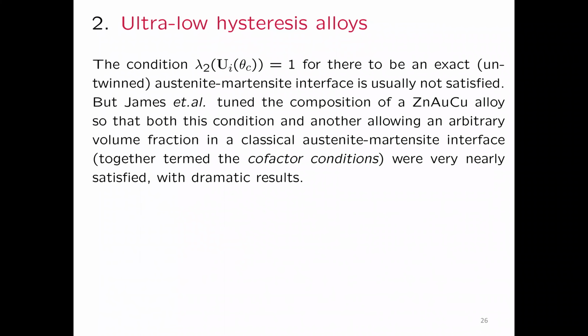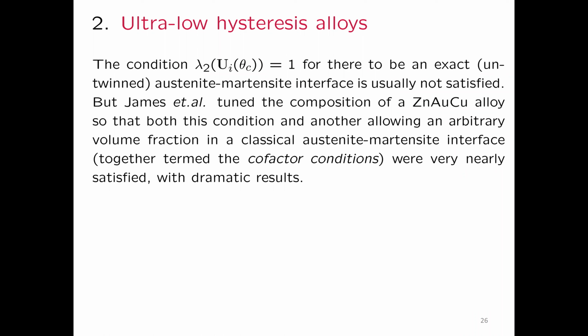And then, remember I told you that to make an exact interface between austenite and martensite, you require the middle eigenvalue to be exactly 1. And I'm a mathematician, I thought, well, that's a very uninteresting situation, because it's never going to happen. But Dick James was an experimentalist, and he asked a much better question. He says, well, what's going to happen if we make an alloy that has a middle eigenvalue 1?